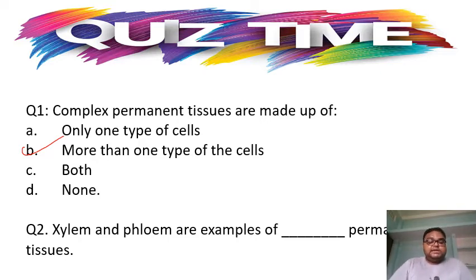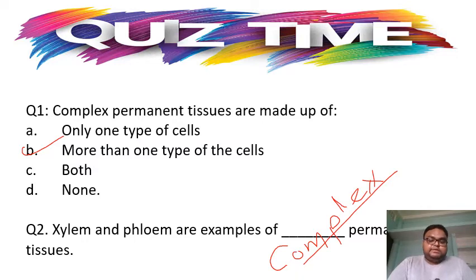So the next question is: xylem and phloem, these are examples of which permanent tissue? I am giving you 5 seconds, not more than that. Okay, the time ends here, and the answer is that xylem and phloem are examples of complex permanent tissues. Okay students, right? Let's proceed forward.